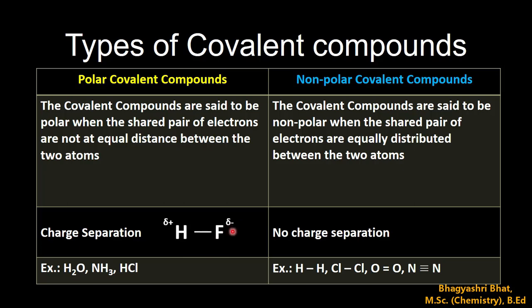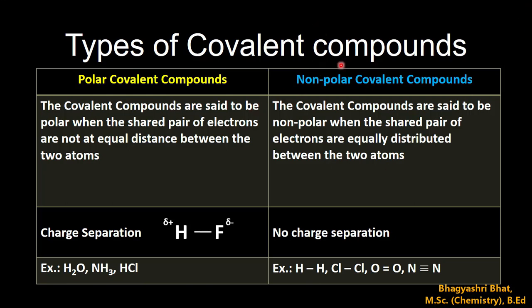Here, other than hydrogen fluoride, I have given 3 more examples: water, ammonia and hydrogen chloride. In the water molecule, oxygen is more electronegative, so the shared pair of electrons is more towards oxygen. In ammonia, N is more electronegative, so it tends to pull the shared pair of electrons towards itself. Among H and Cl, Cl is more electronegative, so the shared pair of electrons is more concentrated towards the chlorine atom. So this is about polar covalent compound.